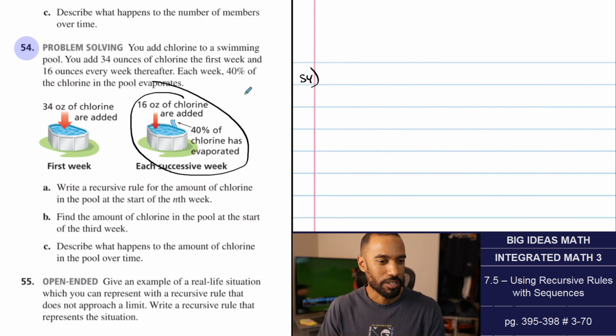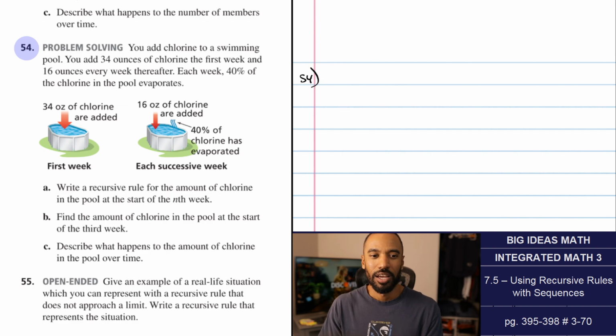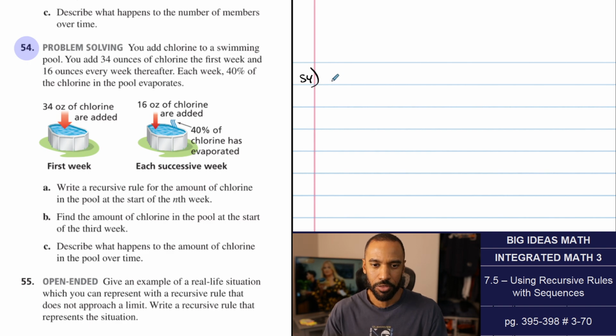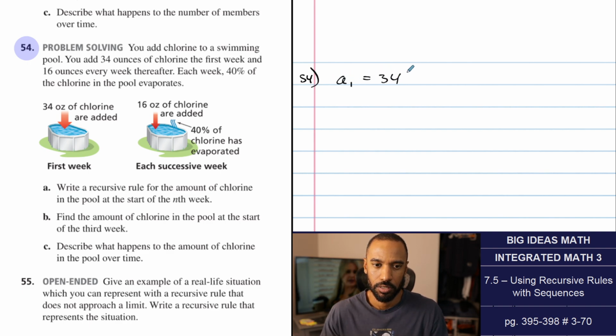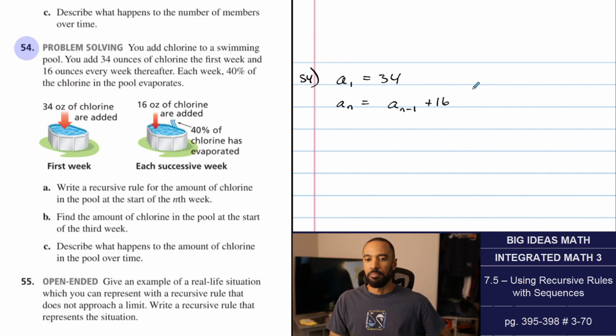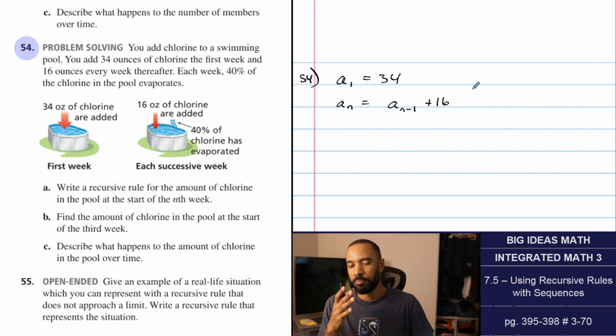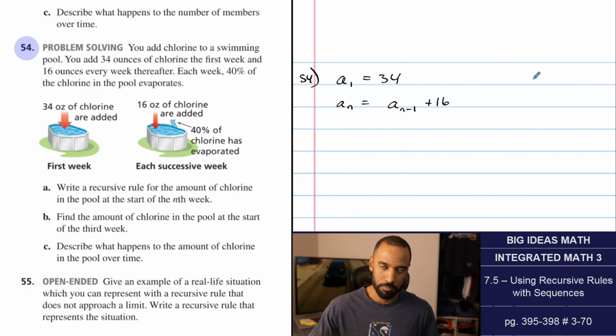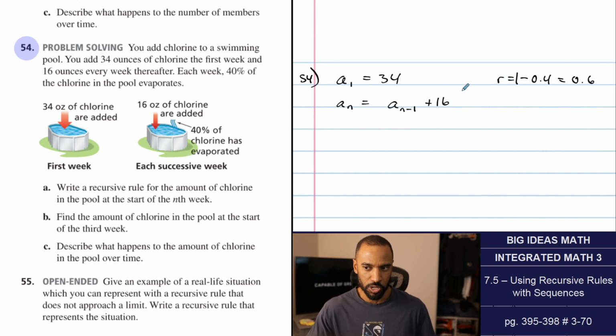I don't know. That was confusing. I'm trying to see what I'm looking at. Okay. In the first week, you have 34 ounces. You add 16 every week thereafter. So each week, I'm adding 16. Now it says 40% evaporates. If 40% evaporates, that means you have 60% left, so you get 0.6. That'll be the common ratio portion, and we're adding 16.